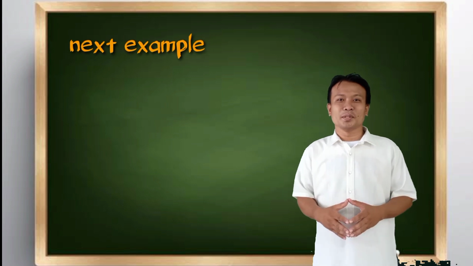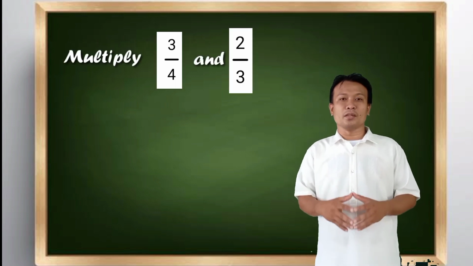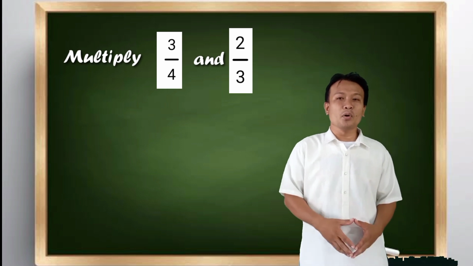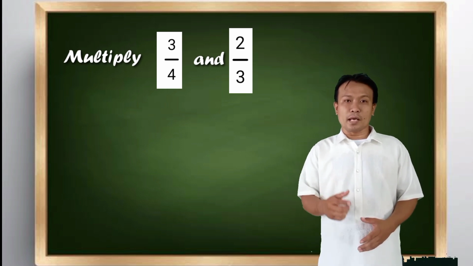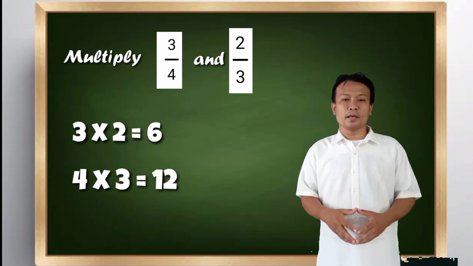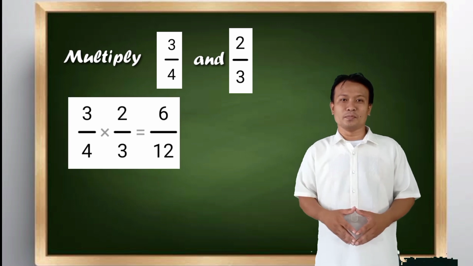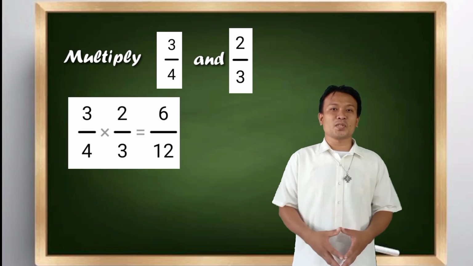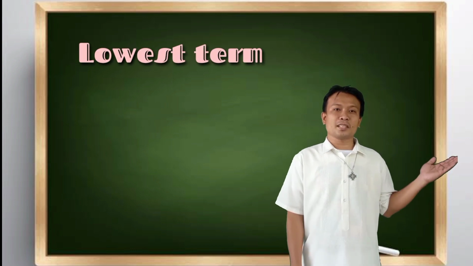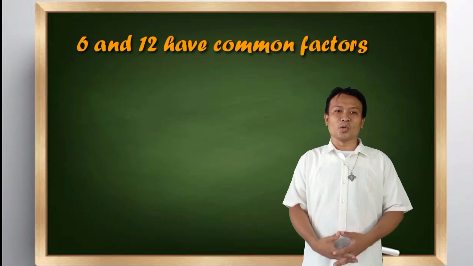Next example. Multiply 3/4 and 2/3. All you have to do is to multiply both the numerators 3 and 2 and the denominators 4 and 3. The result is 6/12. Then reduce the answer into lowest term if possible. 6 and 12 have common factors.